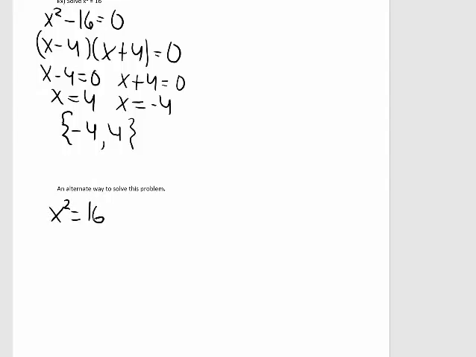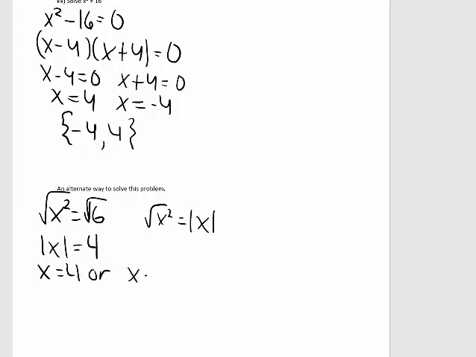Now, I'm going to take the square root of both sides. Now remember, the square root of x squared, that's the same thing as the absolute value of x. And the square root of 16 is 4. Now, if you recall, with an absolute value equation, you have two solutions. You have x equal to 4, or you have x equal to negative 4. So notice I have the same solution for this.